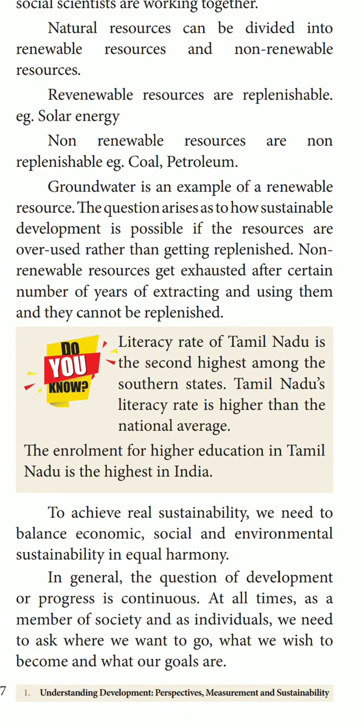To achieve real sustainability, we need to balance economic, social and environmental sustainability in equal harmony. Okay, so what are the things we need in order to achieve real sustainability? What are the things we want to balance? Economic, social and environmental sustainability in equal harmony. All these things we want to keep in equal harmony. Then only we can achieve this real sustainability.